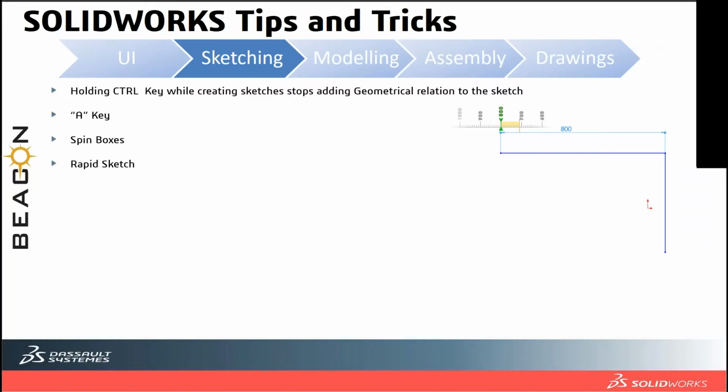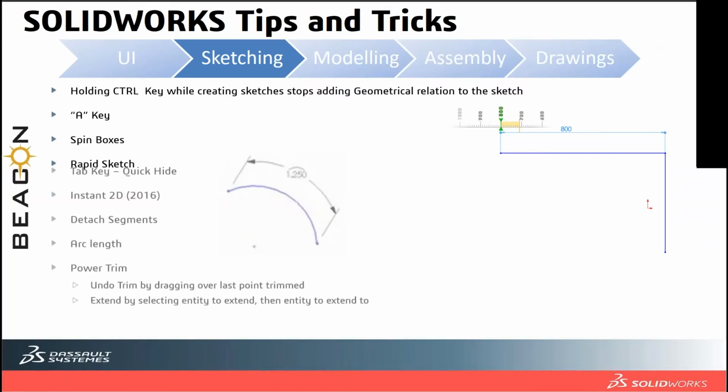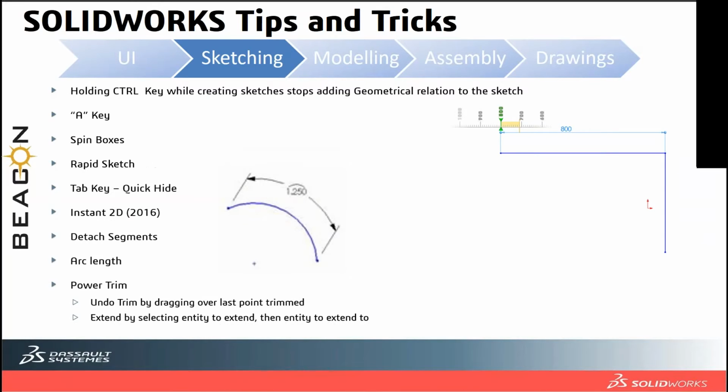The next thing we saw was rapid sketching. So on a single part, if you have to create multiple sketches on different faces, you can just keep the rapid sketch on, and without even having to select 3 different faces one at a time, you can just do it in a single click. The next thing we saw was the tab key helps us to quickly hide the components or the assemblies. And the next thing, instant 2D.